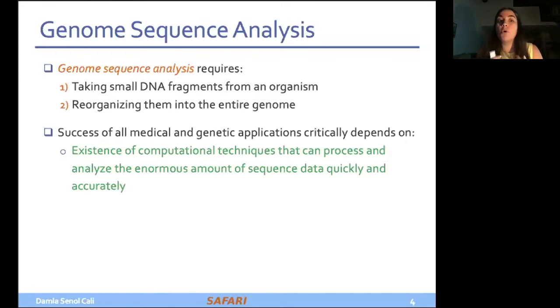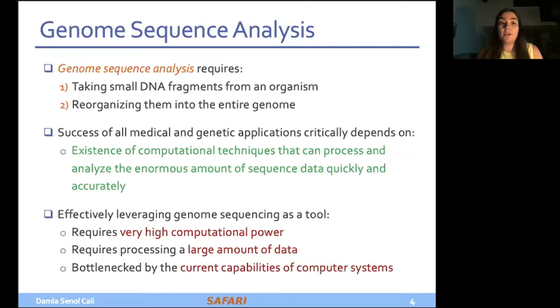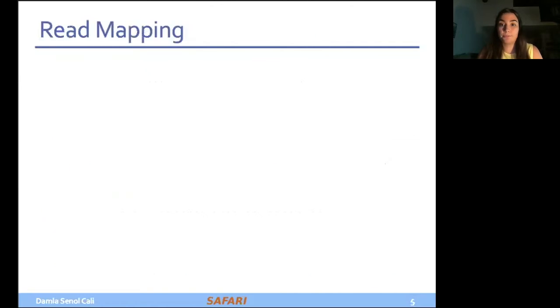And the success of all medical and genetic applications critically depends on the existence of computational techniques which will process and analyze the enormous amount of genomics data quickly and also accurately. However, effectively leveraging genome sequencing as a tool requires very high computational power, and also we need to process a large amount of data, so that's why we are bottlenecked by the current capabilities of computer systems.